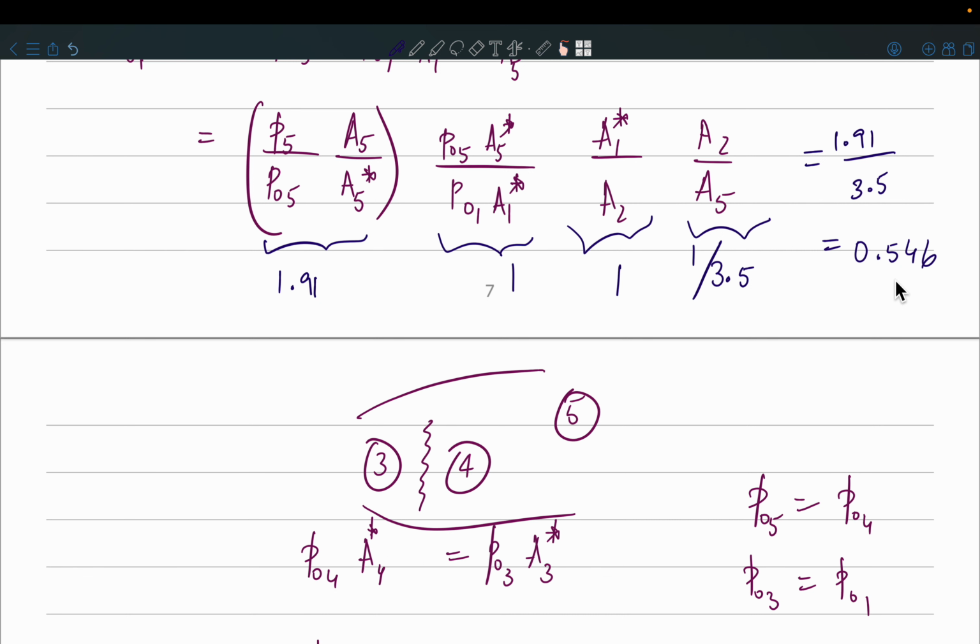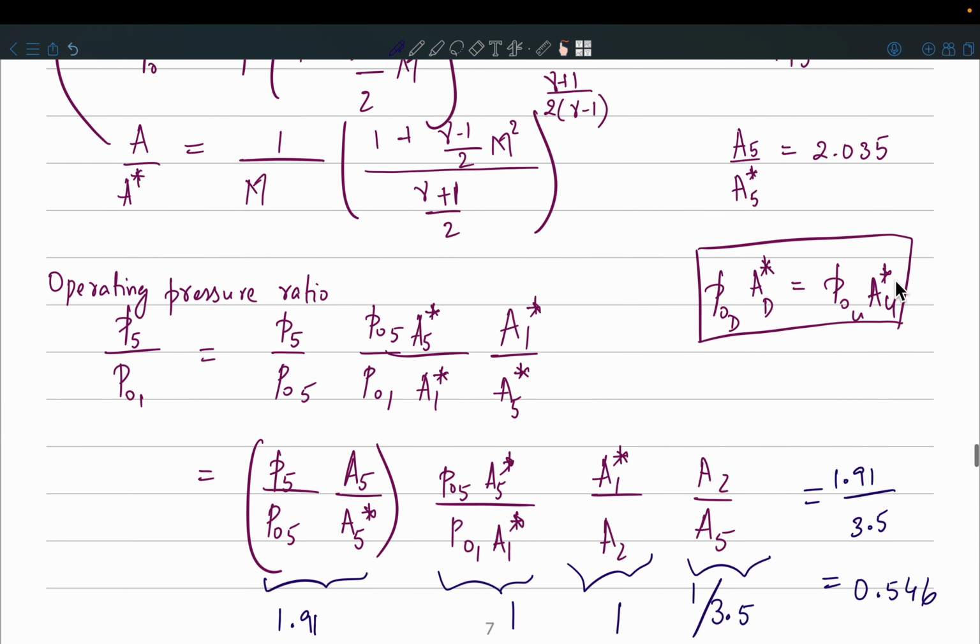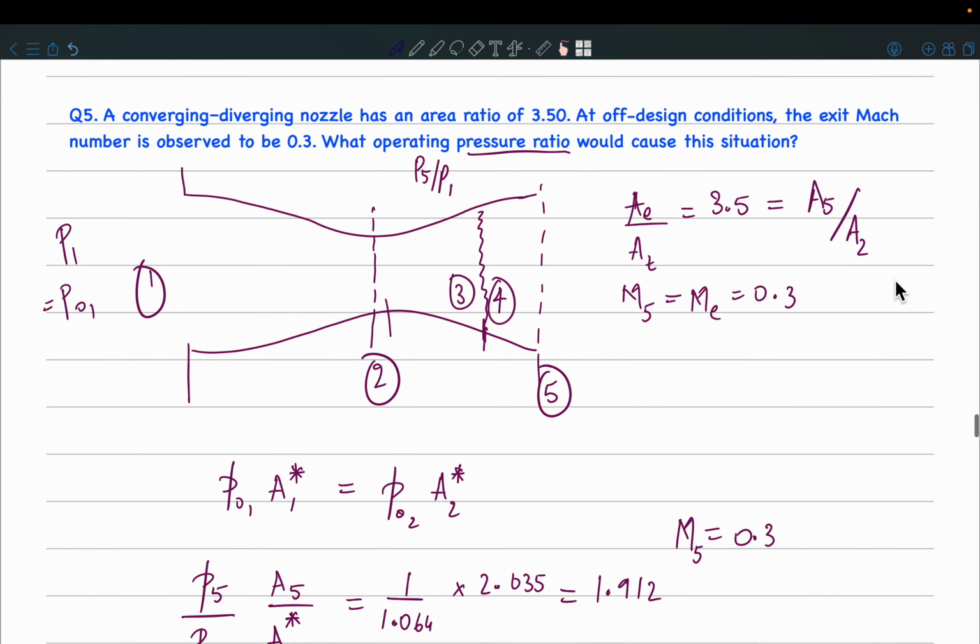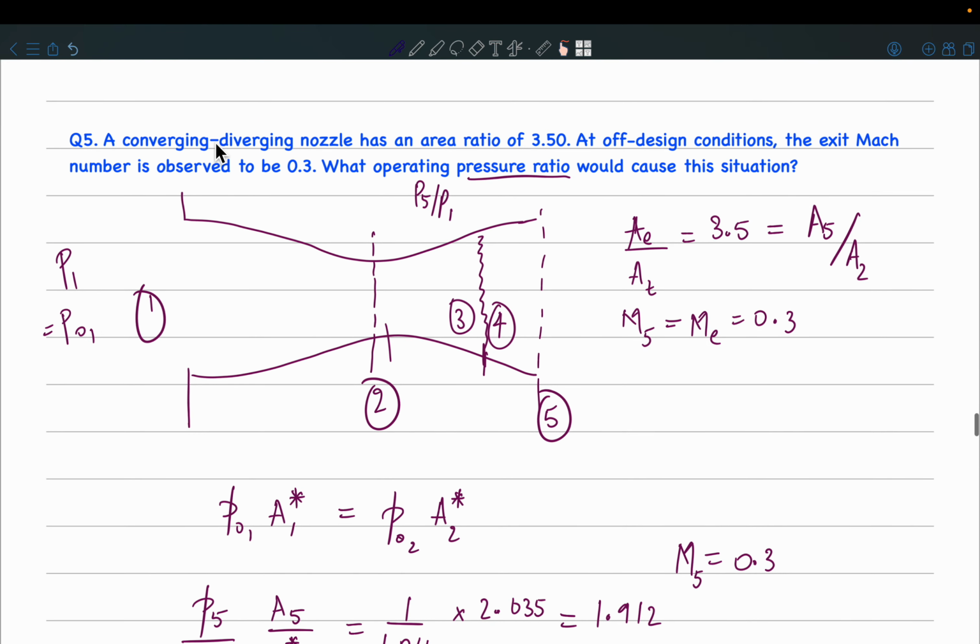Okay, so did you understand this question? What did we do here? This was comparatively a tougher question, so let me go through the steps again. What is given to us, first of all, is a CD nozzle and the area ratio. For a nozzle, we should know the area ratio is exit area by the throat area. So we wrote down A5 by A2 is 3.5.